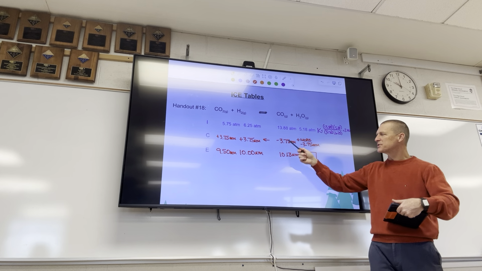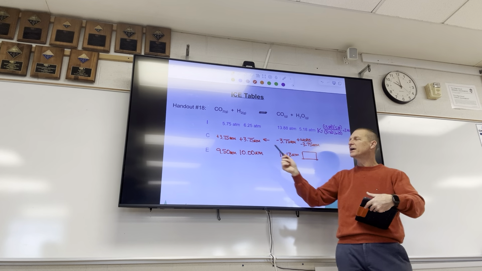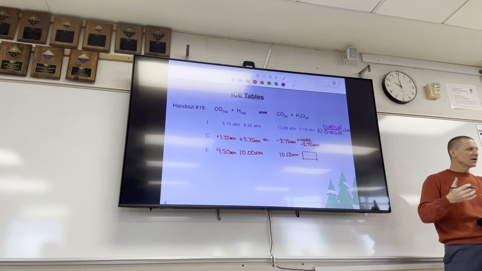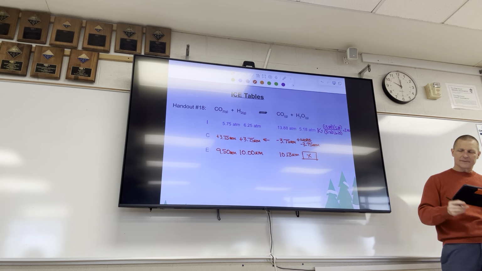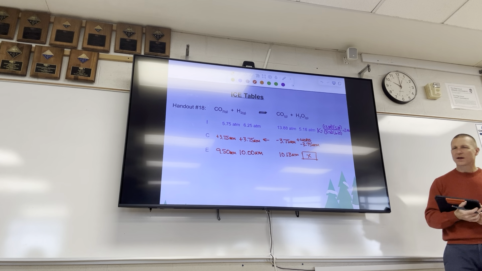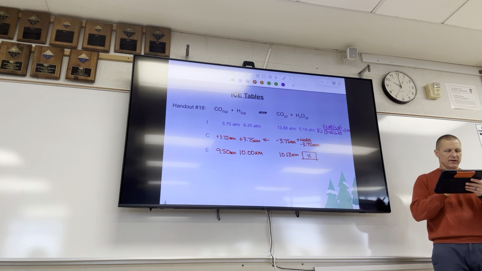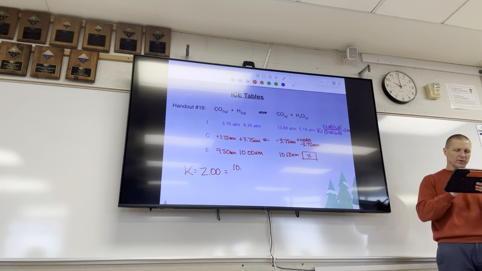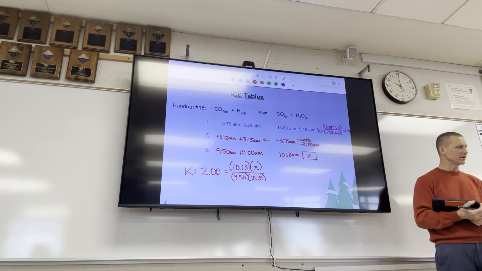Our change is not in terms of x because we know how much everything changed by. Our unknown is what amount of water is present in this mixture at equilibrium. Just call that x. And so we can easily solve for x. The k value is known here, it's 2.00, and that would be the products, 10.13 times x, over 9.50 times 10. Solve for x, the math turns out to be really easy.